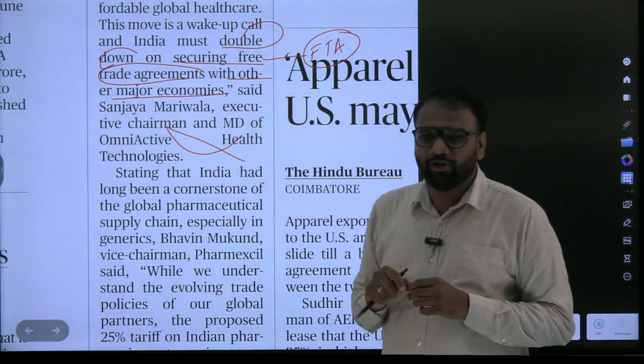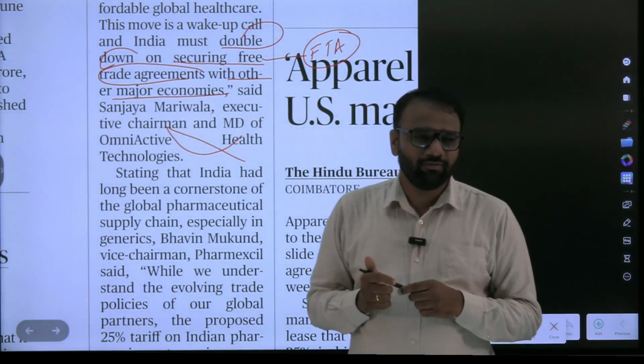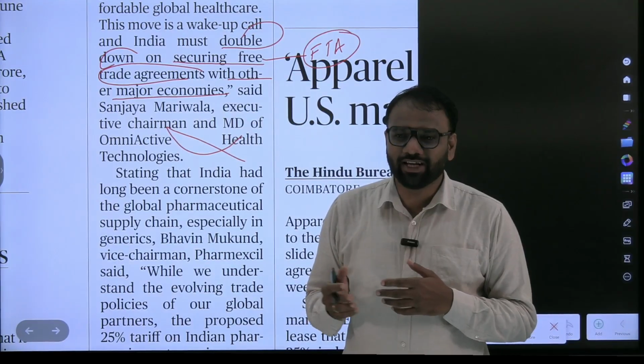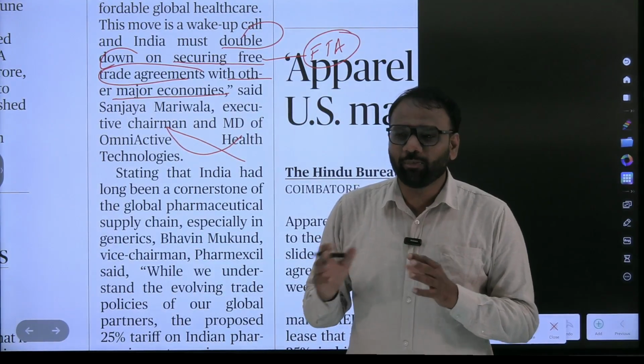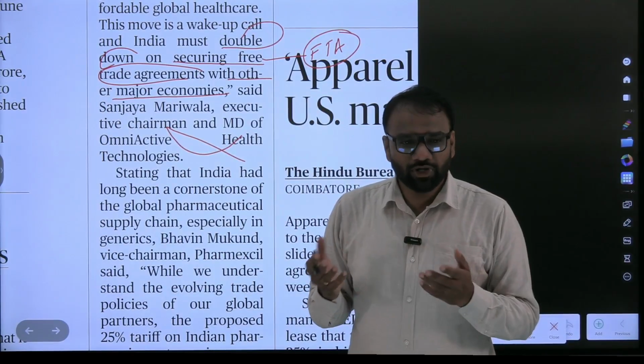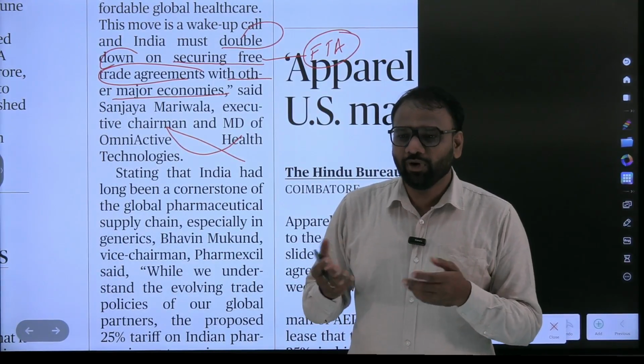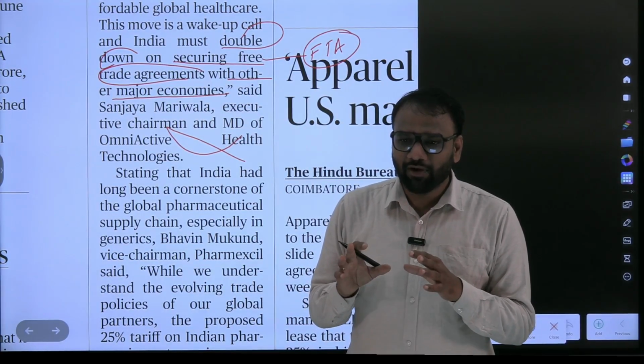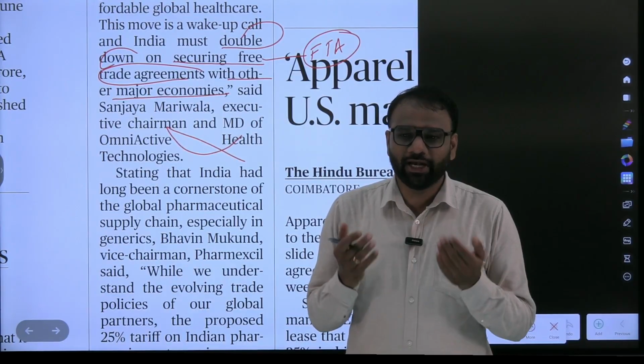So here look, this move is a wake-up call. Which move is a wake-up call? What is wake-up call? Wake-up call means in Kannada we call it HRK. So this should become a wake-up call. Why should it be a wake-up call? Because we were not aware that Trump is going to impose so and so taxes. So all of a sudden he has imposed. Now it is going to have a negative impact on India.